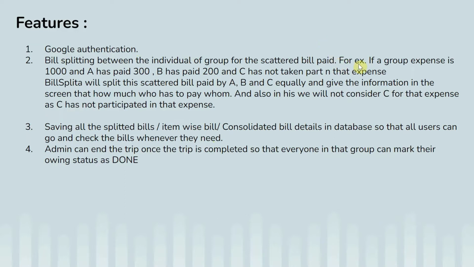So let's say in a group for a particular item we have spent 100 or 1,000 rupees, and A has paid 300, B has paid 200, and C has not taken part in that expense, and someone has paid around, let's say, 500. Then it is sometimes difficult to split the bill equally among the users for that item, because C will say, no, I have not consumed this item, so I will not pay that bill. So at the end of the trip it is a little harder to split that bill.